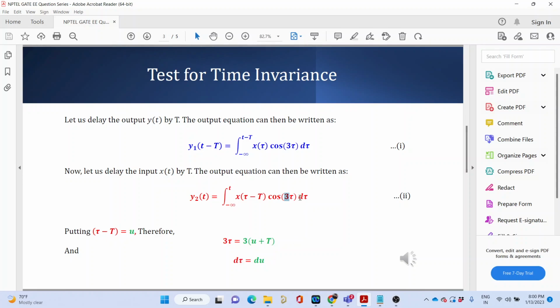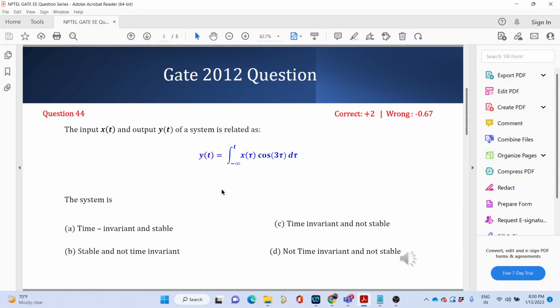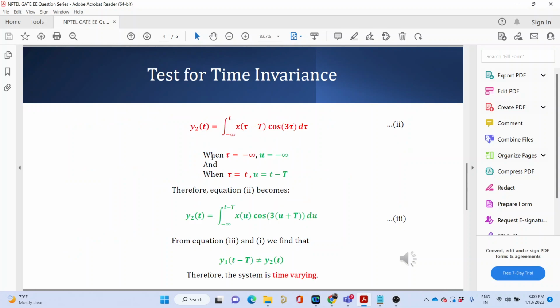So you can replace this d tau with du, because d tau is equal to du. Now let us write the expression y2 of t in terms of u. You are just eliminating the tau term and writing it in terms of u. Okay, so if you do that, what do you get? You can write x of u cos of 3u plus capital T du.